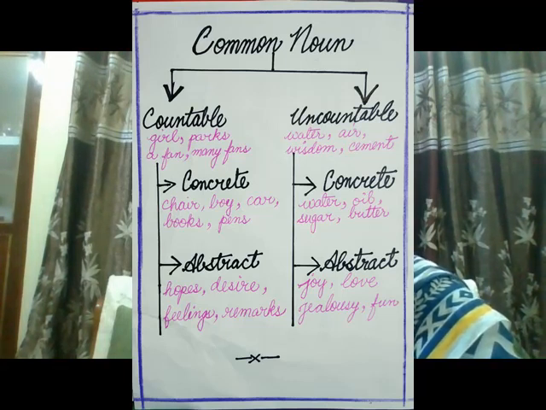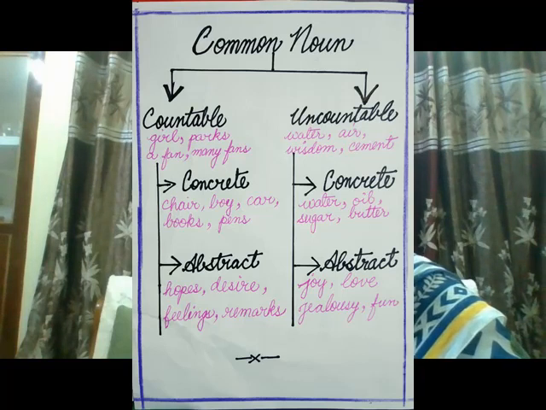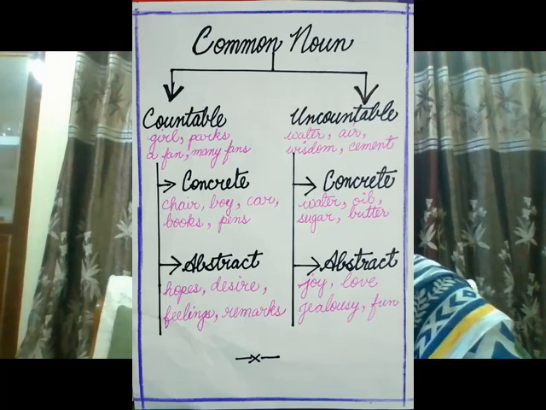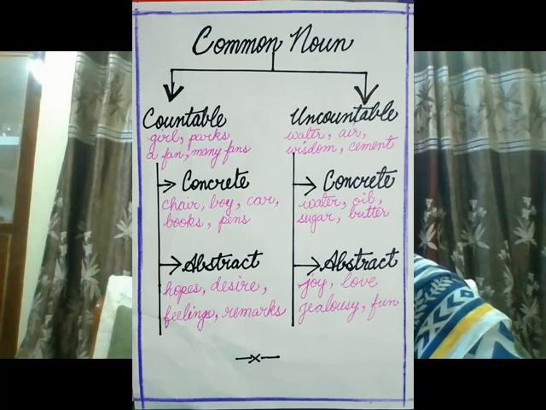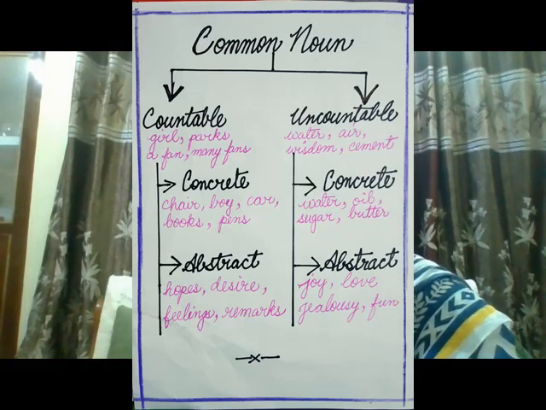Now, to understand what is an uncountable concrete noun. Uncountable means which we are not able to count, which we are not able to number. In uncountable concrete, concrete means which we can see, which we can touch. But here you have to understand, we can see, we can touch, but we cannot count it. So uncountable concrete, water. Water you can see, you can touch, you can drink, but you cannot count it.